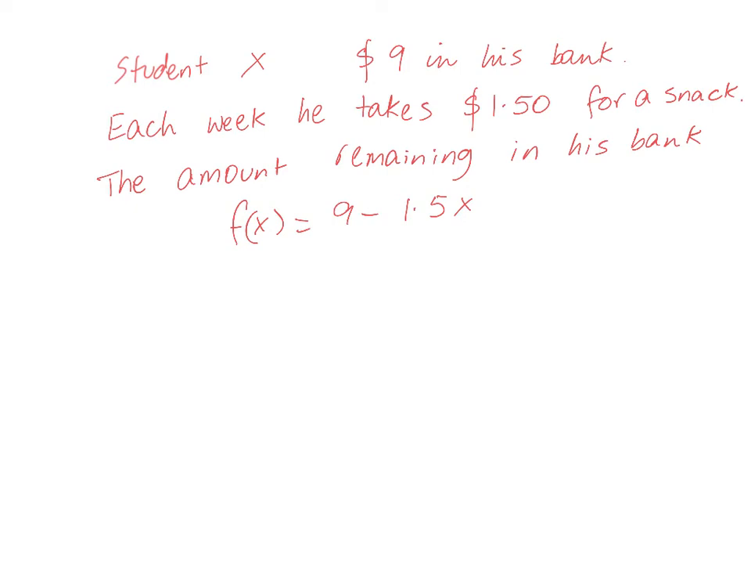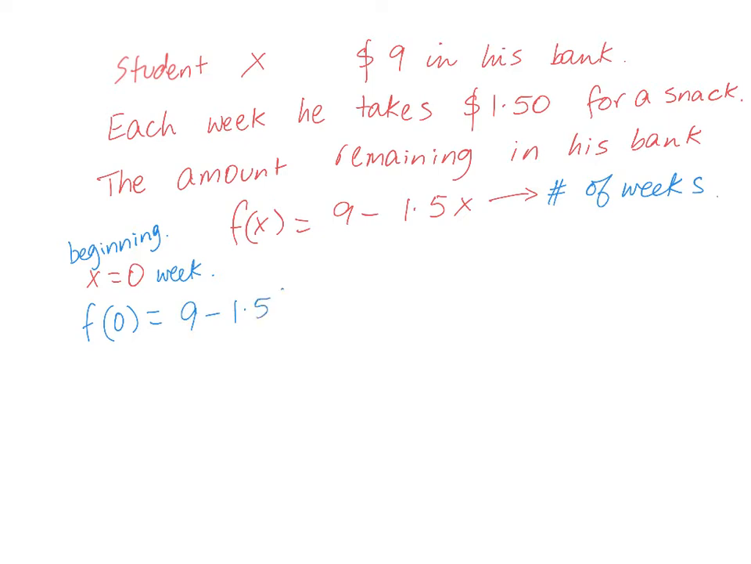Now if we were to use the intercept method, so let's check. So if I put x as 0, where x is the number of weeks, so 0 weeks, right? So this is where we are beginning the graph. So what would f(0) become? f(0) would become 9 minus 1.5 times 0. So what do you end up getting? $9. So its starting amount is $9 at the beginning.